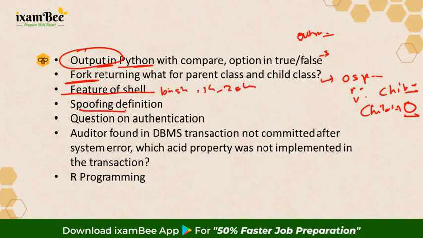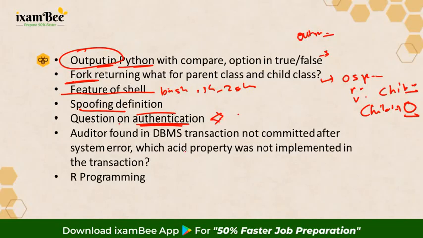The next question is related to spoofing. Spoofing means pretending to be someone else, like an attacker pretending to be a trusted source using a fake email ID or fake IP address. Basically this is spoofing. The next question was on authentication. Authentication is a mechanism to verify a user, like who the user is, and how the system recognizes the user by using passwords, OTP or biometrics.